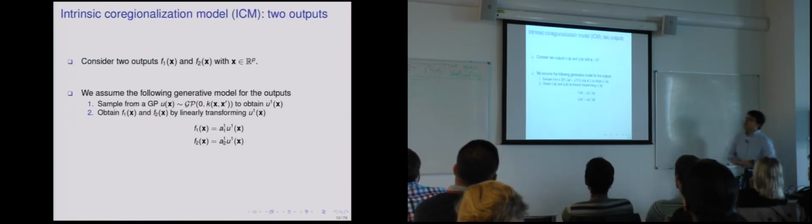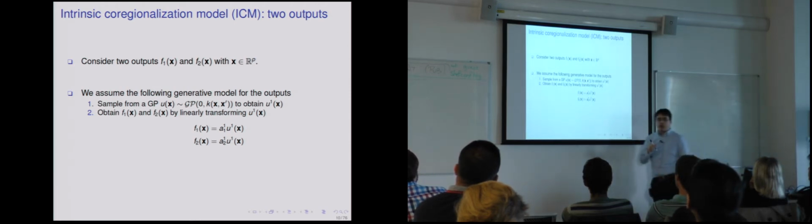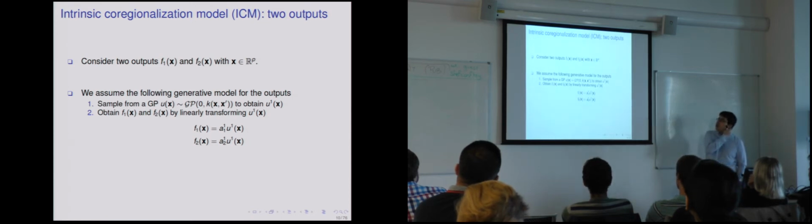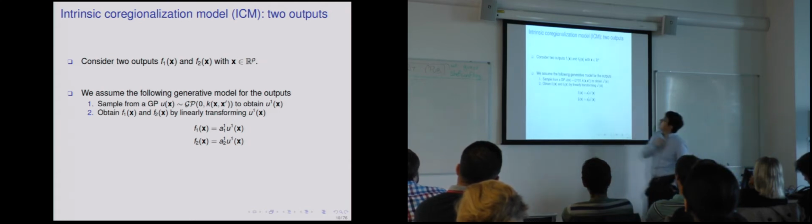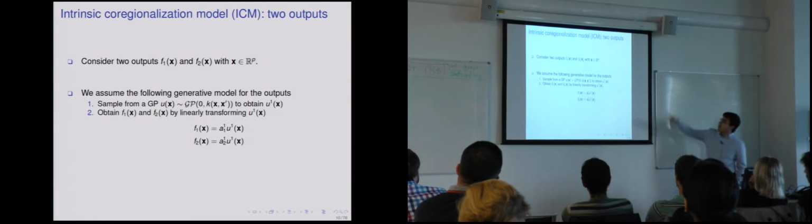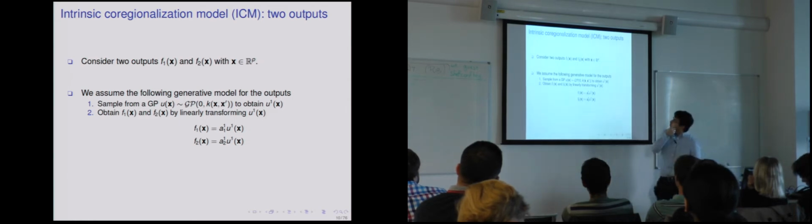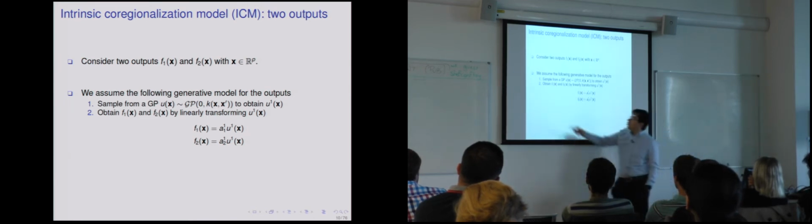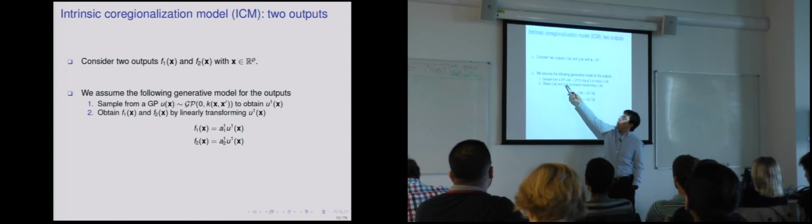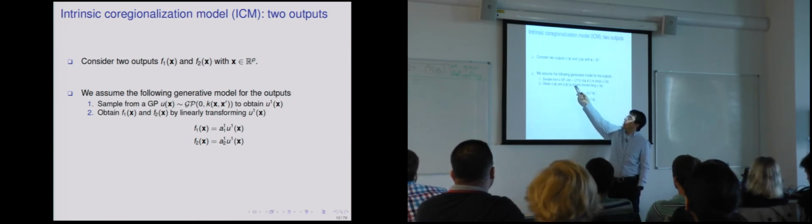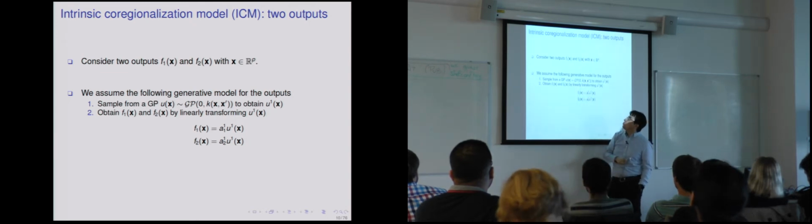The easiest way to understand this way to build these cross-covariances is looking at the generative process for this way of constructing the multiple output Gaussian process. So consider first that we have two outputs, f1 and f2, and x lives in R^p. We're going to assume the following generative model for the outputs. The first thing that we do is sample from a Gaussian process u(x) that we're going to assume has a zero mean function and a kernel function k(x, x').